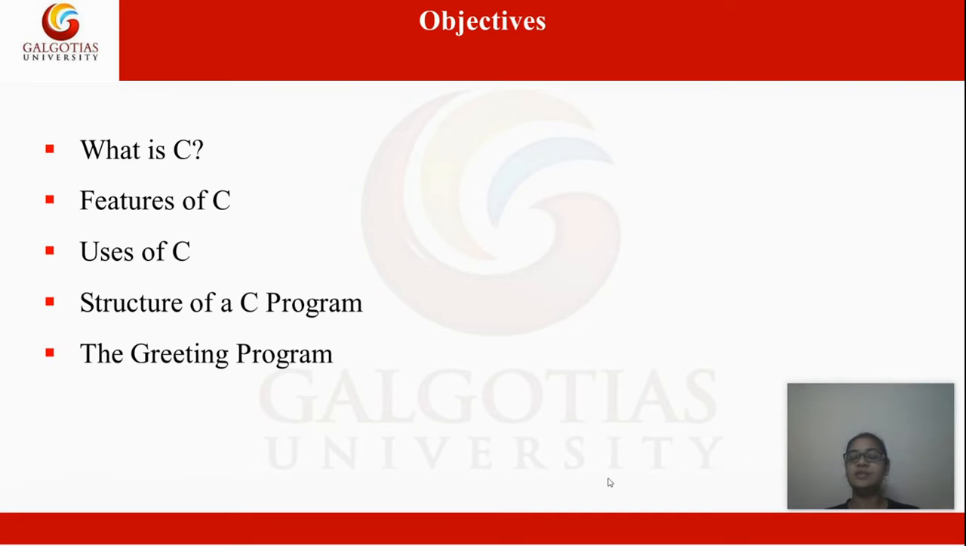The objectives for today's class are: what is C, what are the features of C, uses of C language, what is the basic structure of a C program, and then we will look at a small program, a greeting program which would print a hello world message onto your console or your output screen for today.